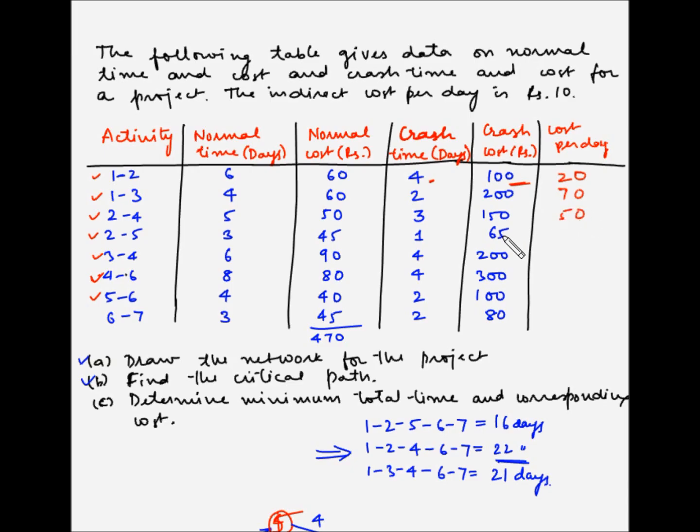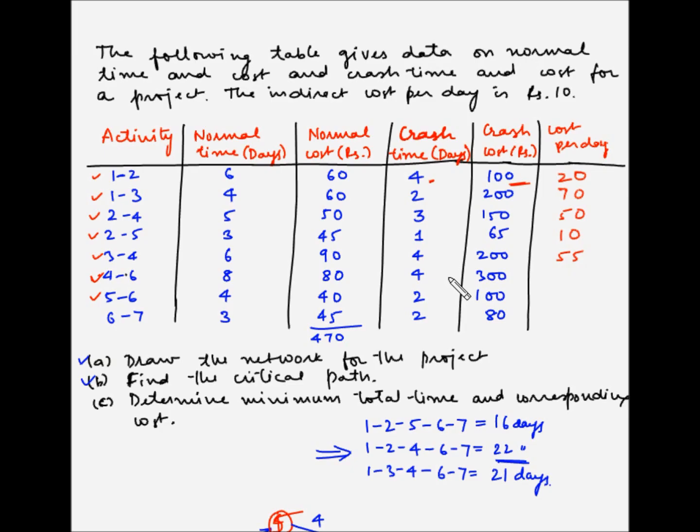For the fourth activity, 65 minus 45 is 20, and 3 minus 1 is 2, so 20 divided by 2 is 10. For the activity 3 4, 200 minus 90 is 110, and 6 minus 4 is 2, so 110 divided by 2 is 55.